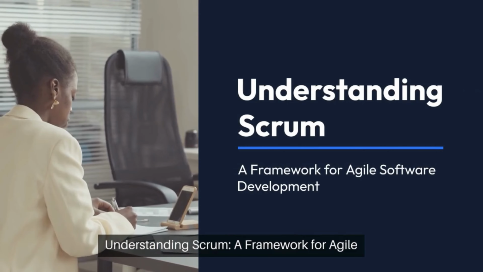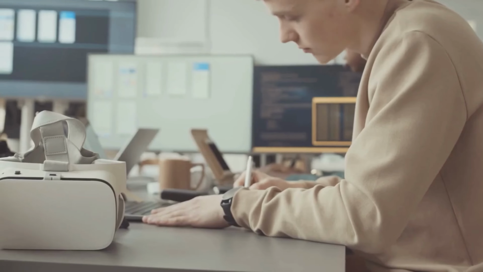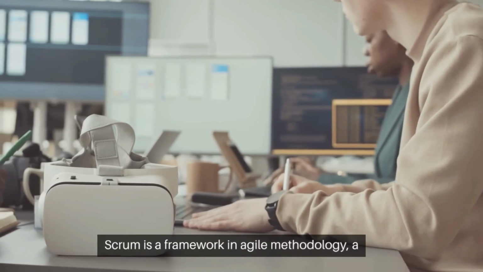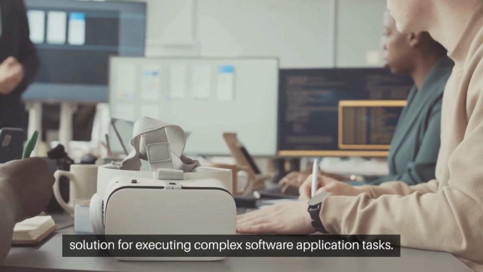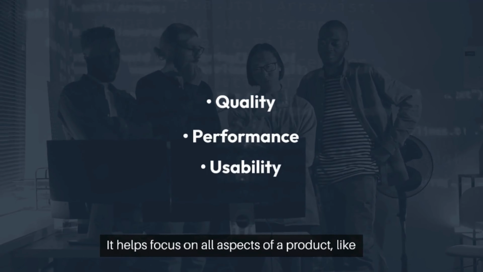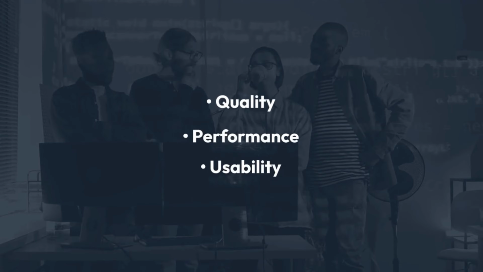Understanding Scrum, a framework for agile software development. Scrum is a framework in agile methodology, a solution for executing complex software application tasks. It helps focus on all aspects of a product like quality, performance, and usability.